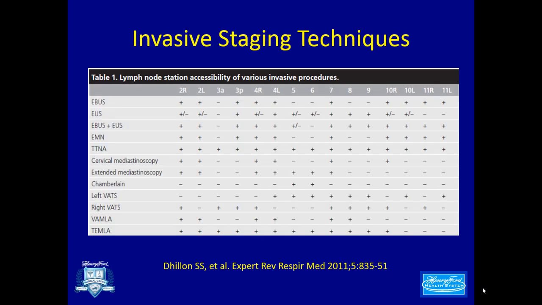So when you talk about invasive staging techniques, you have all the techniques here on the left side, and then you have all the lymph nodes here on the top. Stations 8 and 9 can mostly be done only with EUS. This is important for you to know. It can be done by EBUS, and has been done in a couple of studies. Stations 5 and 6 can only be approached by extended mediastinoscopy, the Chamberlain procedure, or left VATS. And then the other lymph nodes, pretty much most of them can be accessed by EBUS.